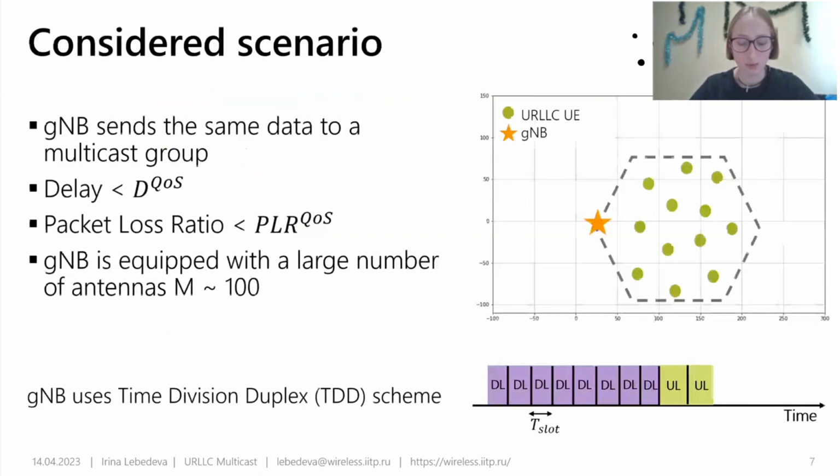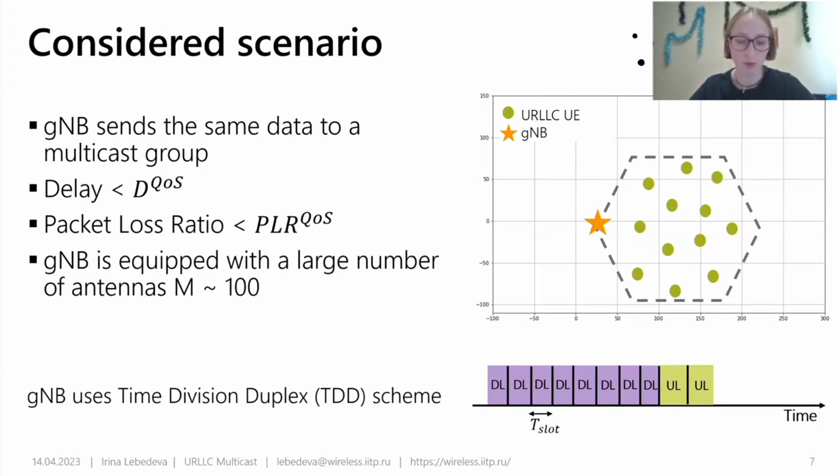We consider a gNB that provides a multicast URLLC service for N UEs. The latency for each packet shall not exceed the delay limit, and the packet loss ratio should be less than PLR cost. A multicast packet is considered lost if it is not delivered in time to at least one UE. Since massive multiple input, multiple output, MIMO, is a key feature of 5G systems, we consider the gNB equipped with a large number of antennas M.